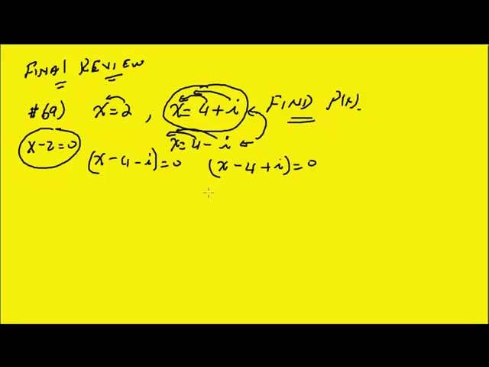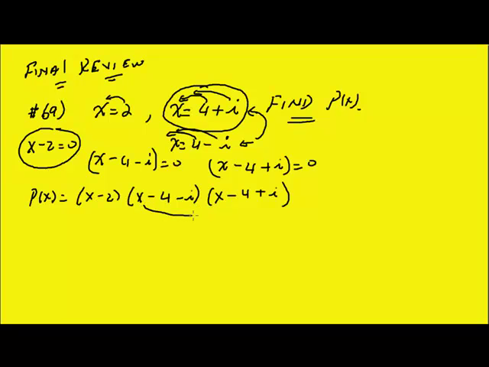So I'm going backwards now. I want to find an equation p of x. So my p of x is going to be x minus 2 times x minus 4 minus i times x minus 4 plus i. Okay, all we have to do now is multiply everything out and we have the answer. But you want to multiply the complex numbers first, because that will get rid of the i's for you.